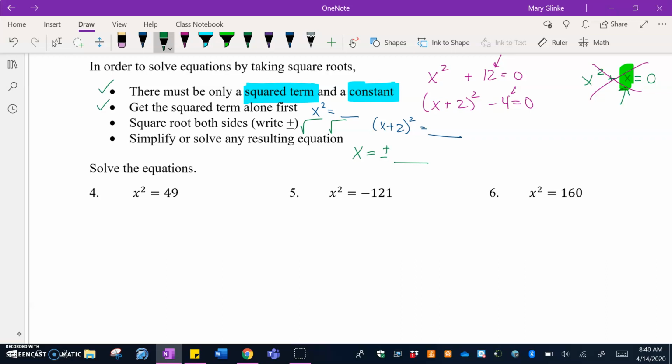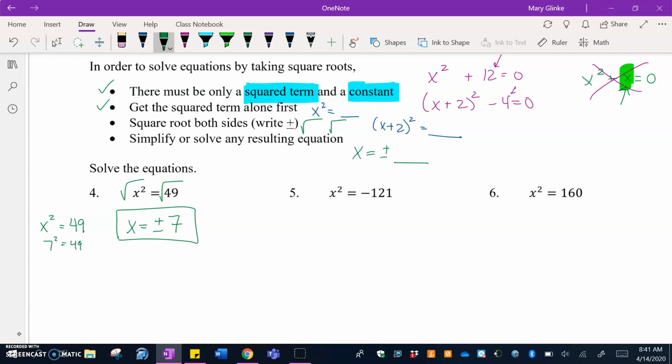Not only that, they also all have the squared term by itself. They're all x squared equals something. So what we're going to do is square root both sides. When we square root, we are undoing the square, so we get just an x. Also, when we square root, we have to write positive or negative, and then we take the square root of 49, which is 7 in this case. So for this one, we have nothing remaining to solve, so we get x equals positive or negative 7. And if you think about that, if you were to square positive 7, you get 49.